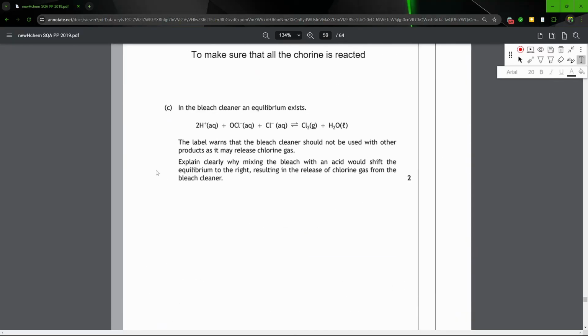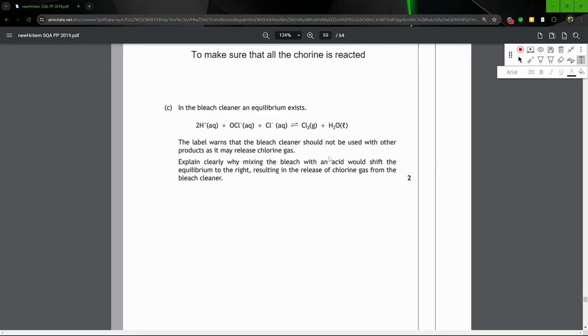So, next question. In the bleach cleaner an equilibrium exists. The label warns that the bleach cleaner should not be mixed with other products as it may release chlorine gas. Explain clearly why mixing the bleach with an acid would shift the equilibrium to the right, causing the release of chlorine gas from the bleach cleaner.